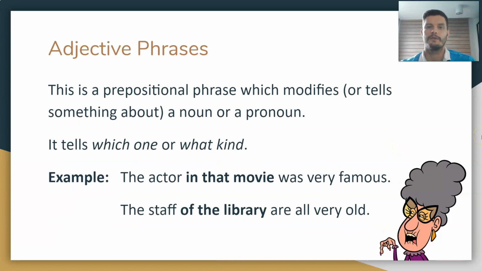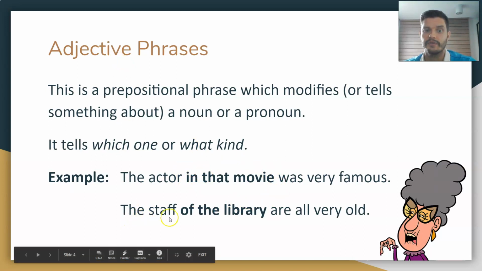Now, there are two specific types of prepositional phrases. One is adjective phrase, another one is adverb phrase. Let's start with adjective phrases. This is a prepositional phrase which modifies or tells us something about a noun or pronoun. It tells us which one or what kind. For example, the actor in that movie was very famous. In that movie is our prepositional phrase, and it tells us something about the actor, which is a noun. Therefore, we know this prepositional phrase is specifically an adjective phrase.